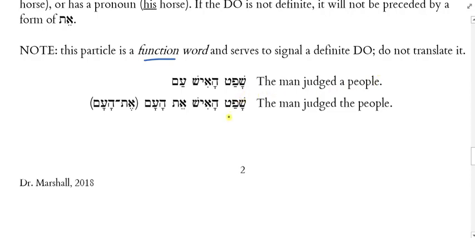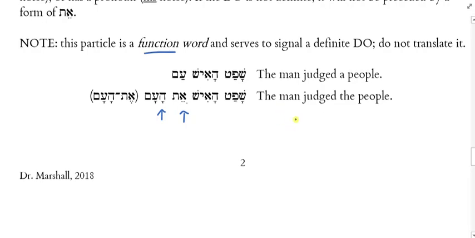Now, the second sentence, I have now the direct object marker et, and notice that it is in front of a direct object that is definite. Shafat ha'ish, as we had before, but now et ha'am, or with the makaf, et-ha'am. The man judged not a people, but the people. And notice that in my translation, I do not translate this. The man judged the people. Do not translate the et, okay? It is simply telling you I have a direct object that's definite coming right after me. The man judged the people.